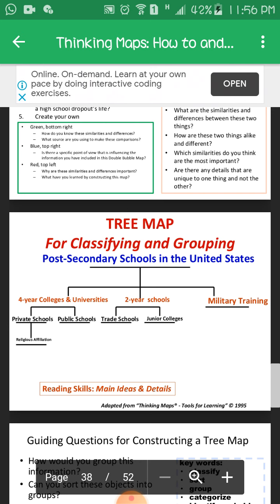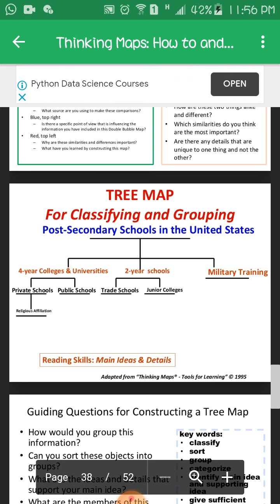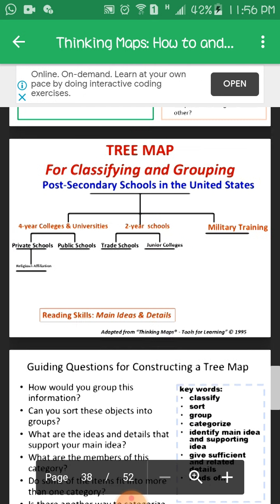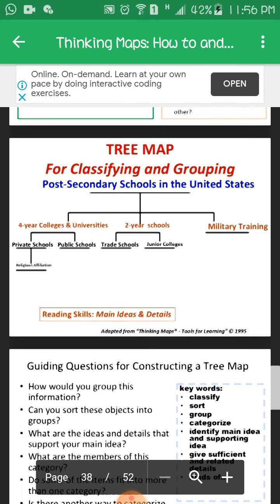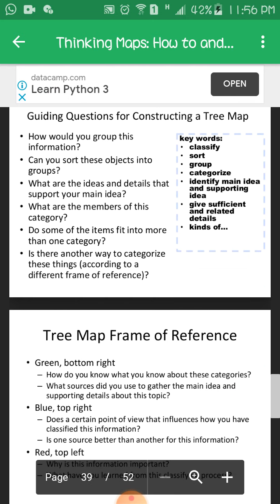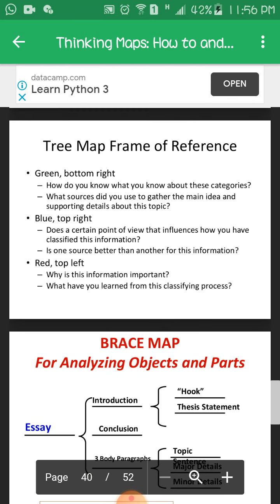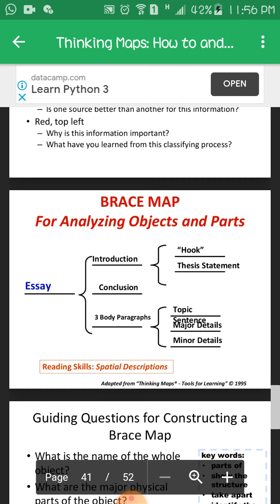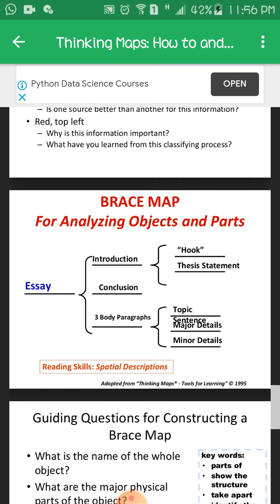Tree map is used for classifying and grouping post-secondary schools in the United States, 4-year colleges and universities, 2-year schools, military training. So look at the way how tree map is being made. Okay, brace map for analyzing objects and parts.